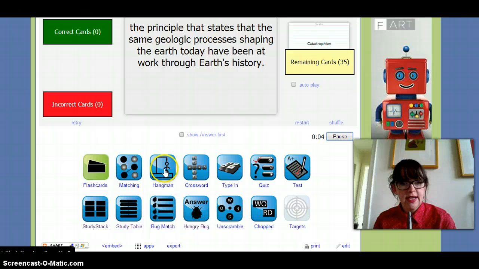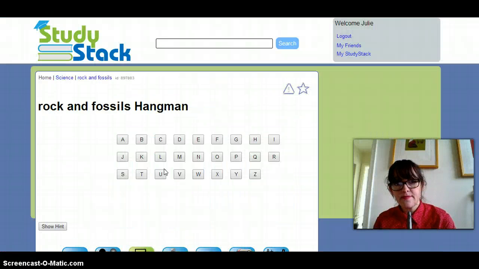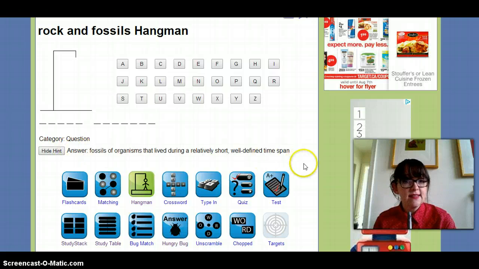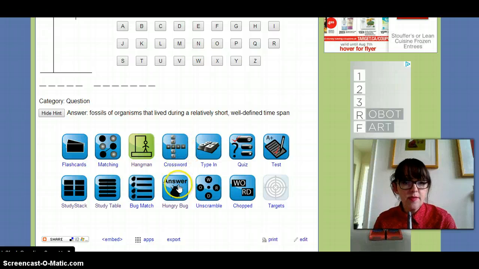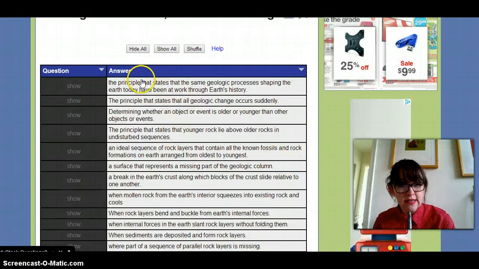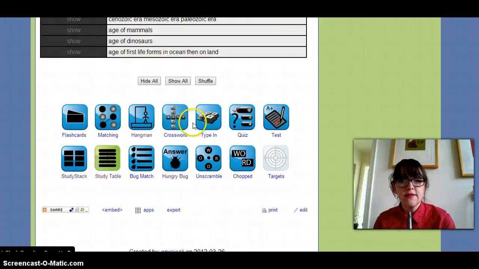You can also play games like Hangman, where it gives you a clue and you have to guess based on the terms from the unit. You can play Hungry-Bug as you saw before. You can use a table where you're matching the terms to themselves, so you can try to recall what this term would be and then click to reveal the term. There are lots of interactive games.